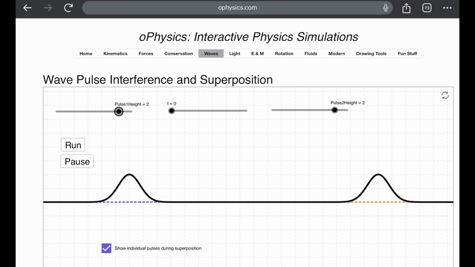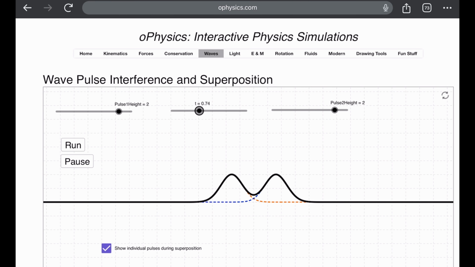When I move these pulses and they interact with each other, when they meet exactly, if you look carefully, their amplitudes are simply added. If the amplitude of both is 2 and 2, then the total amplitude becomes 4. This is one kind of interference, where two waves meet in such a way that their amplitudes are added. This is called constructive interference.